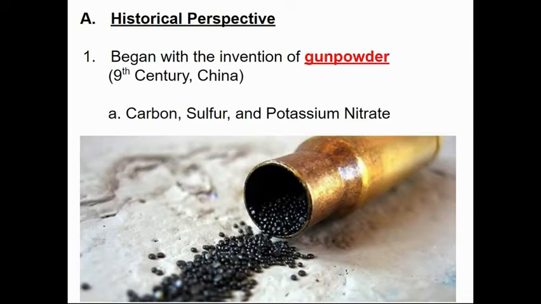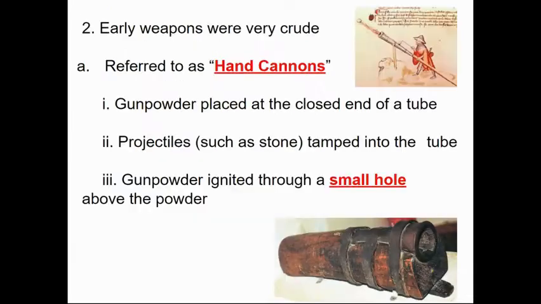First thing is it's good to have a background on how some of this technology developed. So, historically, it began with the invention of gunpowder, which was in the 9th century in China. Some things that we might look for in a chemical analysis to find out if gunpowder was present would be carbon, sulfur, and potassium nitrate. And there are other compounds as well.